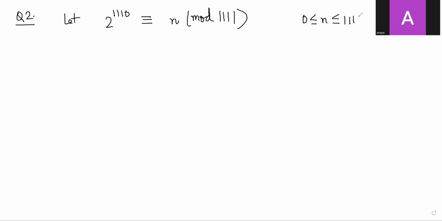Next question is, let 2 power 1110 be congruent to n mod 1111, with 0 less than or equal to n less than or equal to 1111. Find n.